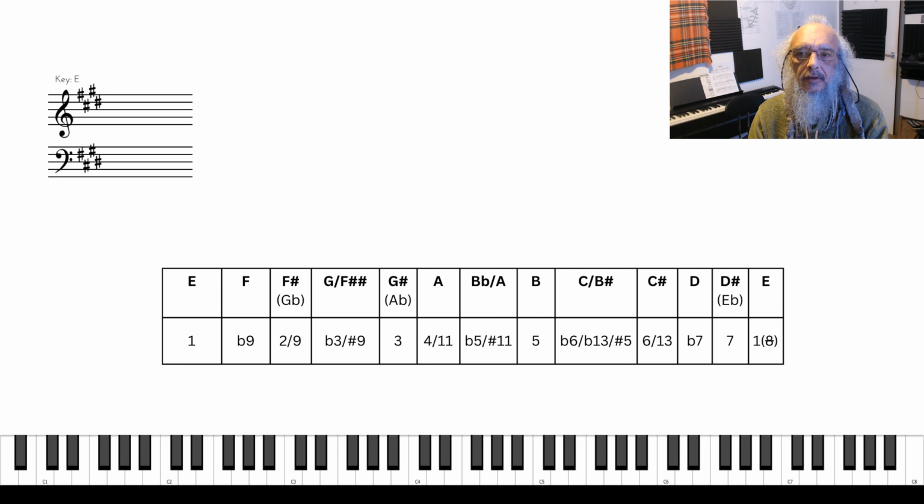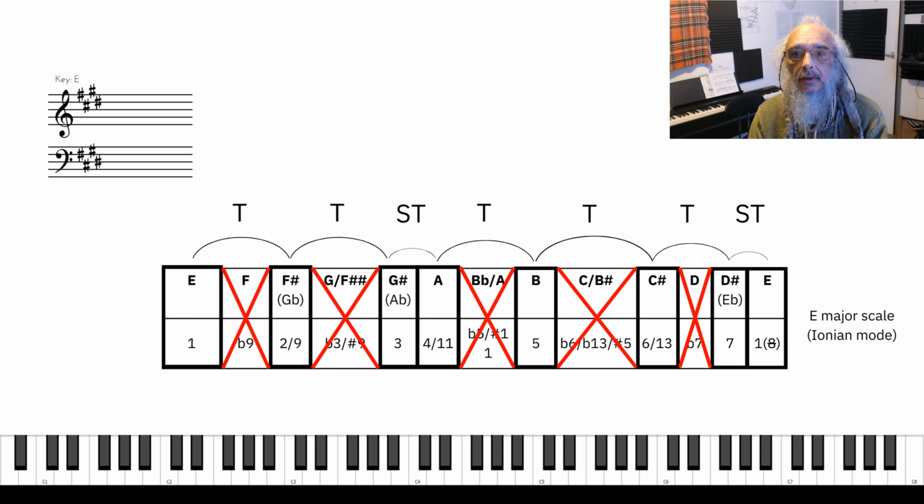We know from the circle of fifths it has 4 sharps, and if we apply our major scale pattern, we see that the scale is E, F sharp, G sharp, A, B, C sharp, D sharp, and back to E. We should also note the numbers for this scale on our chromatic chart, as this will be handy later on.